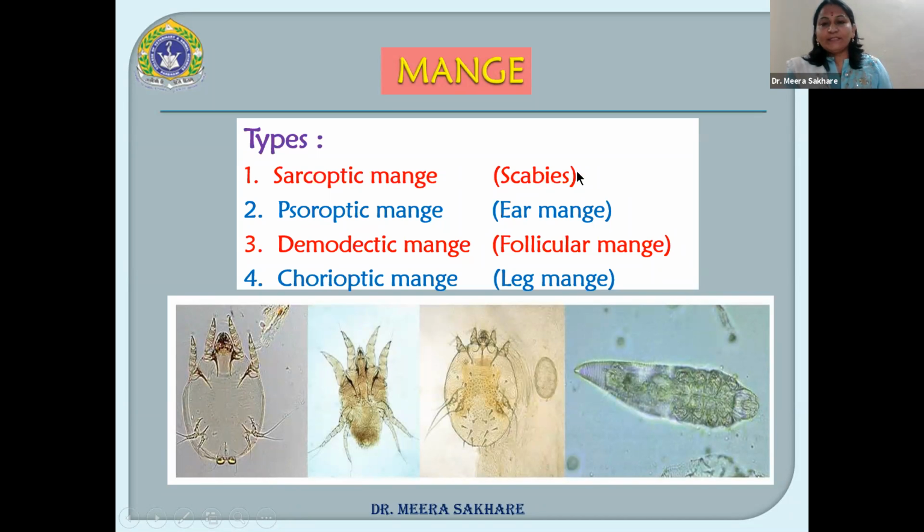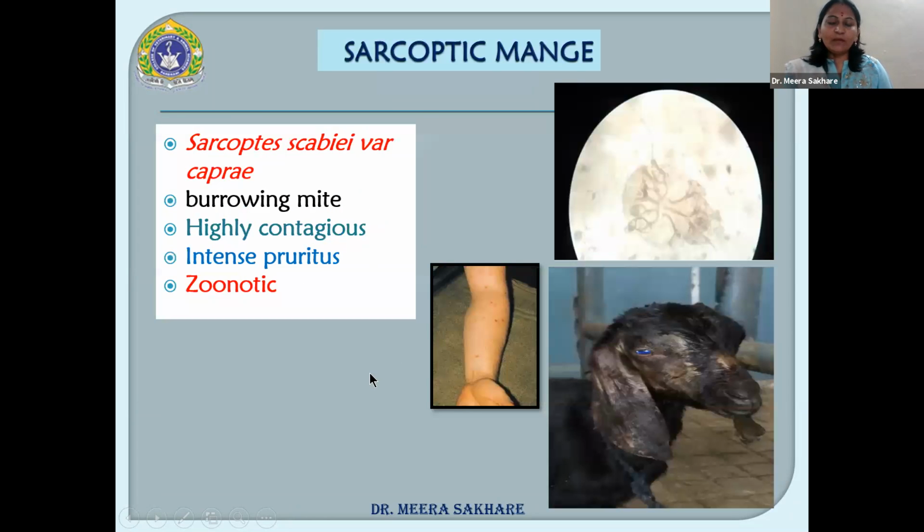So sarcoptic mange is commonly known as scabies. Psoroptic is the ear mange. Demodectic is follicular mange, and chorioptic is the leg mange. So these are the four types of mange or mites frequently encountered in small ruminants. So first we'll discuss sarcoptic mange. It is the most commonly observed mange in sheep and goat.